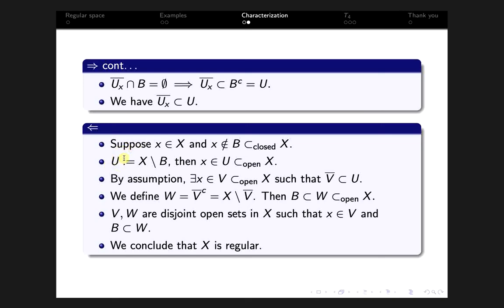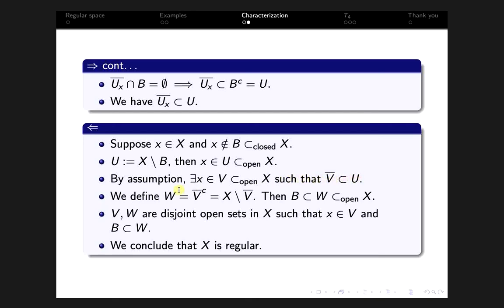Now consider U equal to B complement, which is equal to X minus B. B is closed, that means B complement is open. So X minus B is open. Therefore U is open, and of course x is not in B, so x is in B complement. So U is an open subset of X containing x, that is, U is an open neighborhood of x. By assumption, there exists another open neighborhood V of x such that V closure is contained in U.